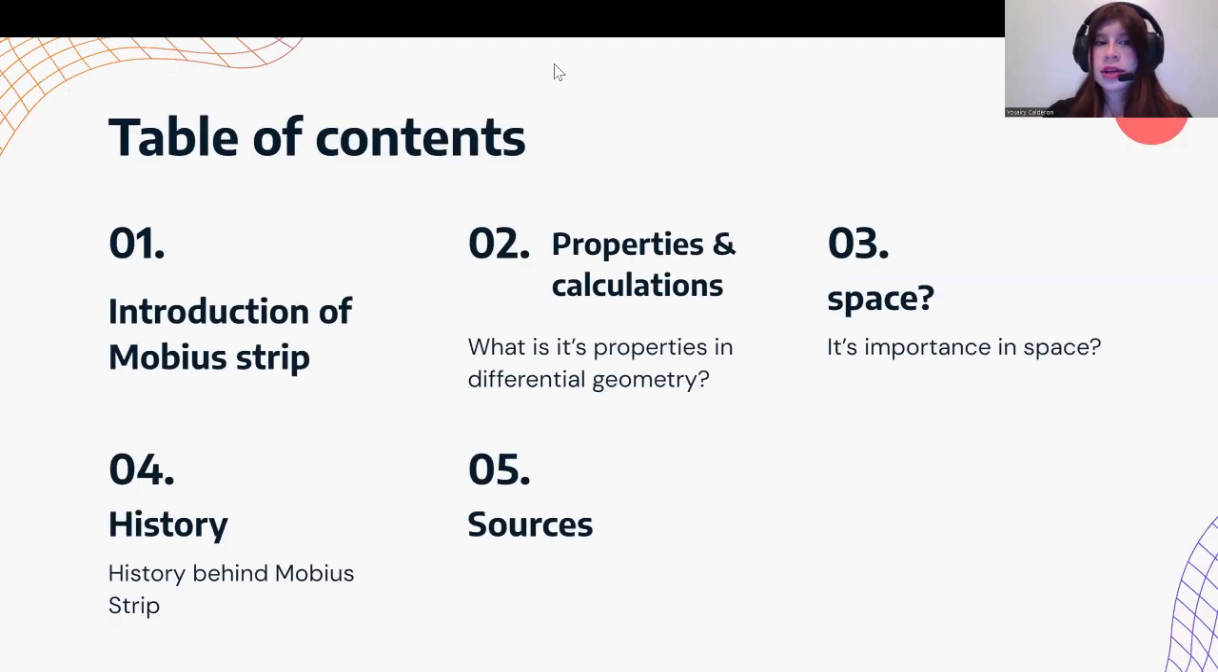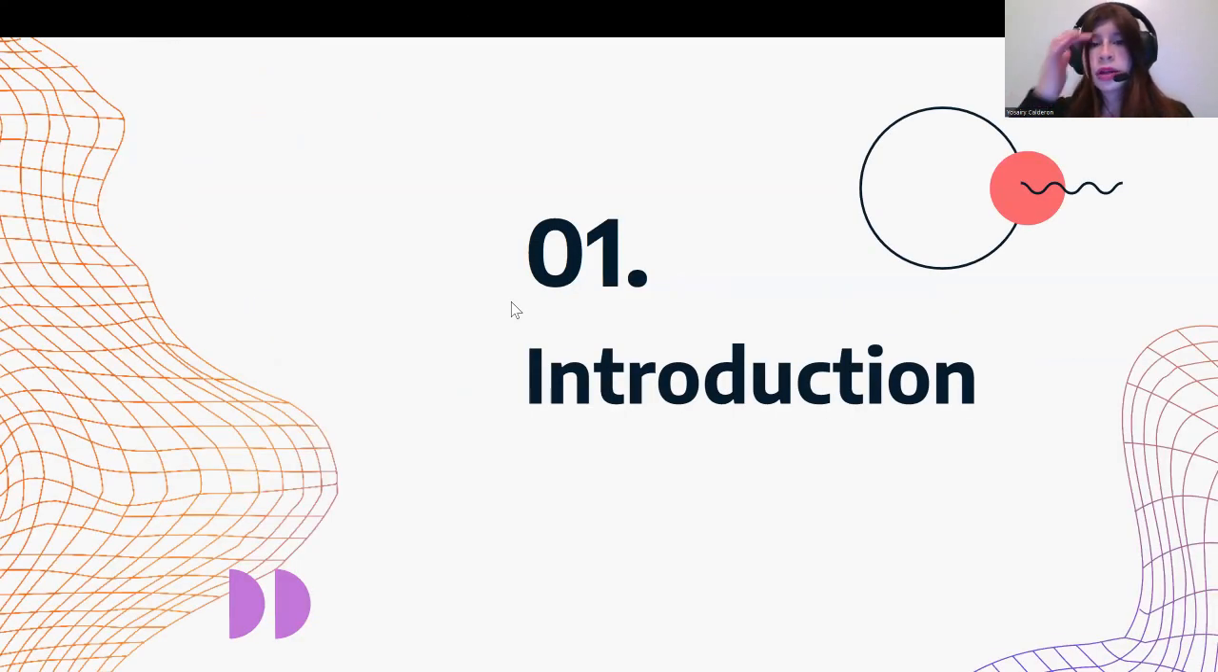So I have my table of contents here, which has the introduction of the Mobius strip, and the second chapter is properties and calculations, which is related to differential geometry, and I have talked about it in space. There were many references from movies, shows that I watched, and the history behind the strip, and my sources. So my introduction.